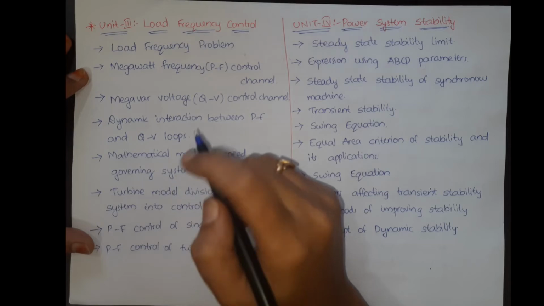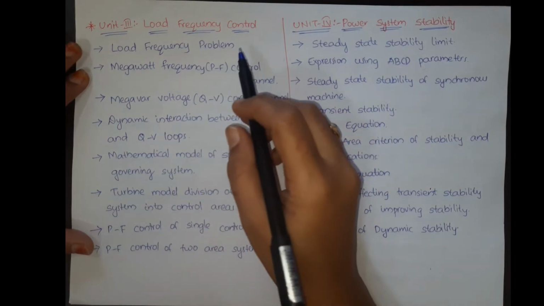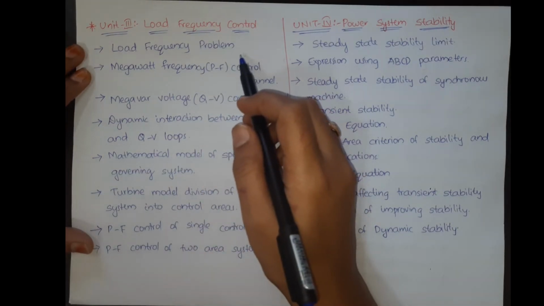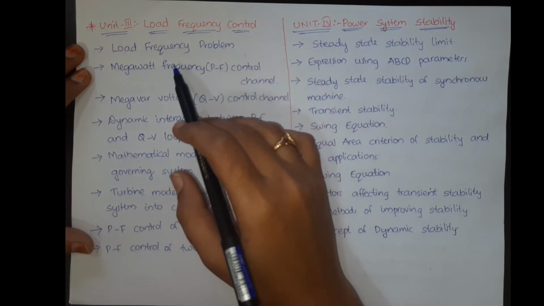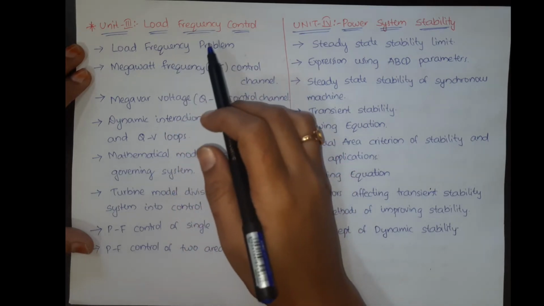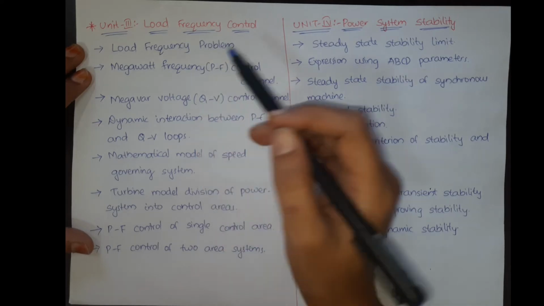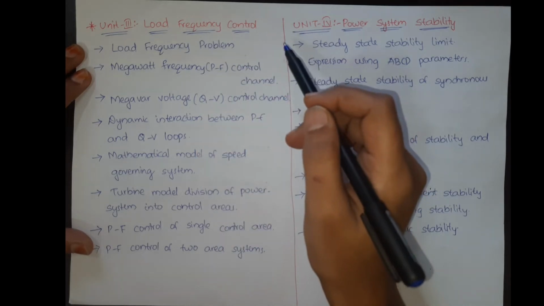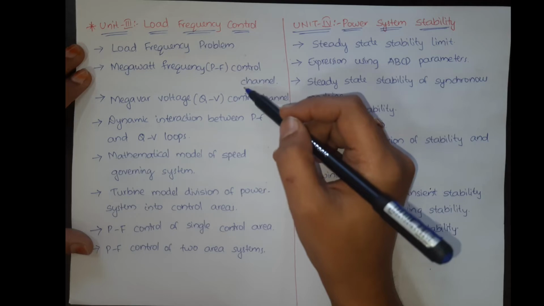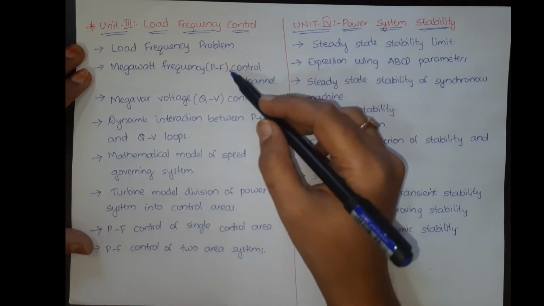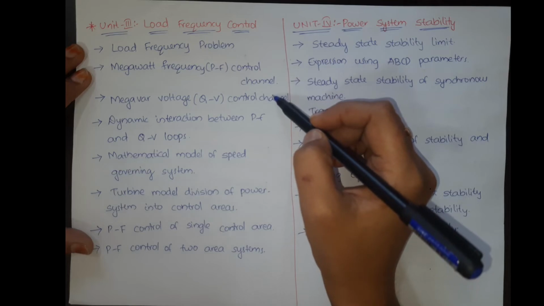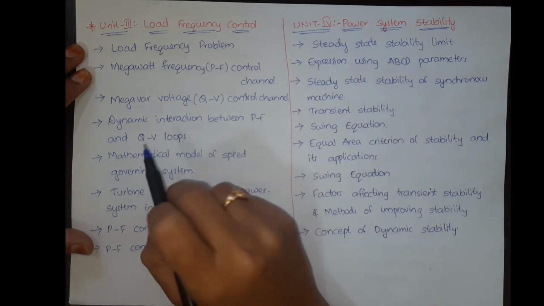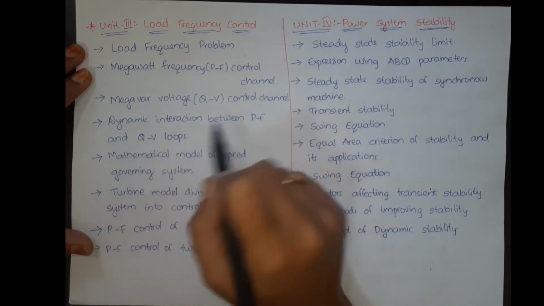So coming to unit 3, that is load frequency control. Now how the frequency of the load must be controlled, that is our unit 3. So first of all, what is a load frequency problem, why is this problem occurring, and what are the different methods of control? There are two methods of control, that is PF control and QV control. So what are these control channels? Also, what is the dynamic interaction between PF and QV loops?